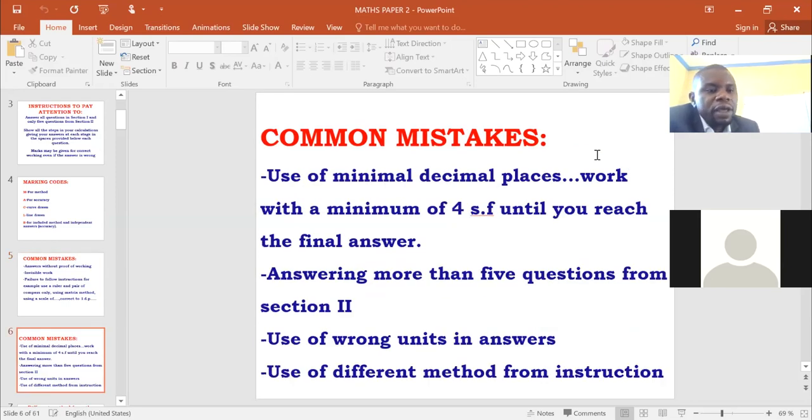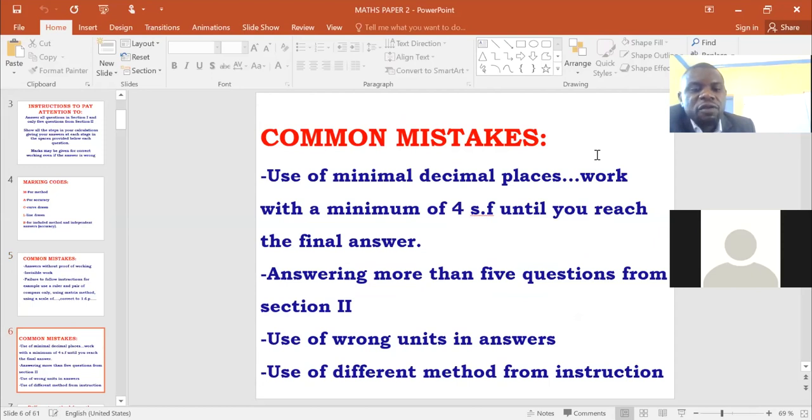Now, when you are working, especially in three-dimensional geometry, you're supposed to maintain 4 significant figures up to the end. If you must round off, you round off your final answer if the instruction says so. But when working, you must maintain the 4 significant figures up to the answer.